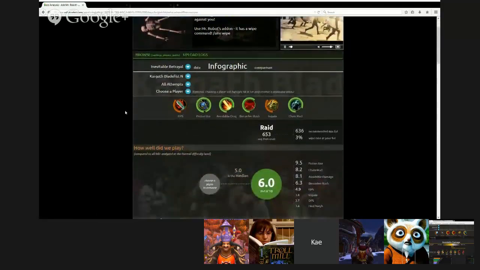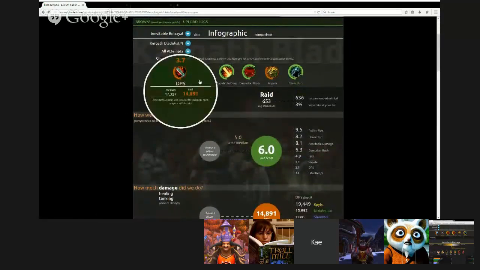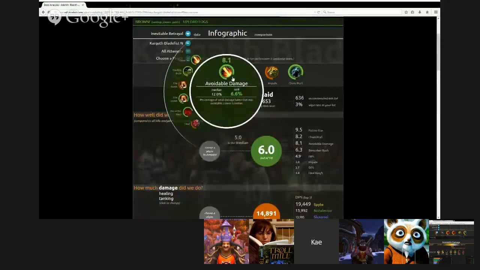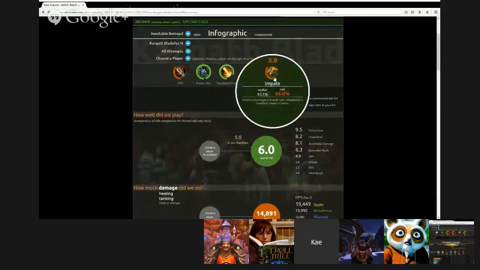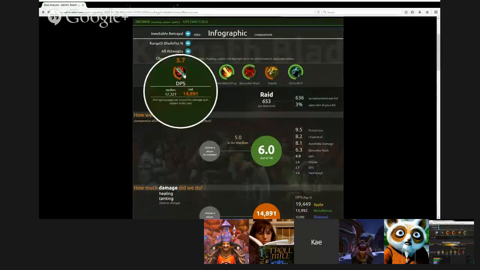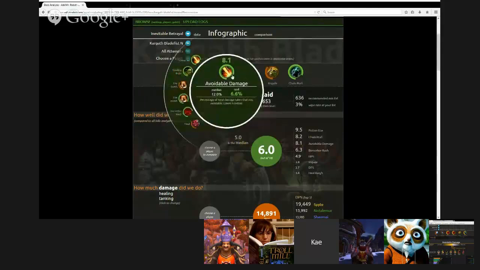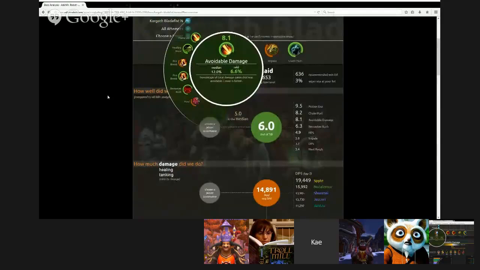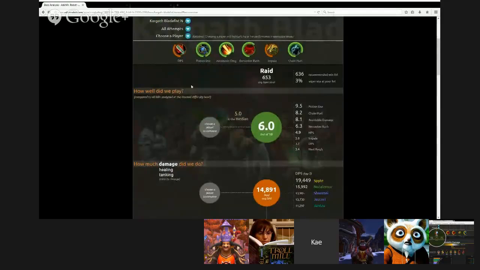Once you pick a boss, these are the main categories: DPS, potion use, avoidable damage, berserker rush, impale, and chain hurl. These are all mechanics of the Kargath fight, other than DPS and potion use, obviously. Basically, it gives you a setup, so you have things that blow up, and then you can see what's going on.